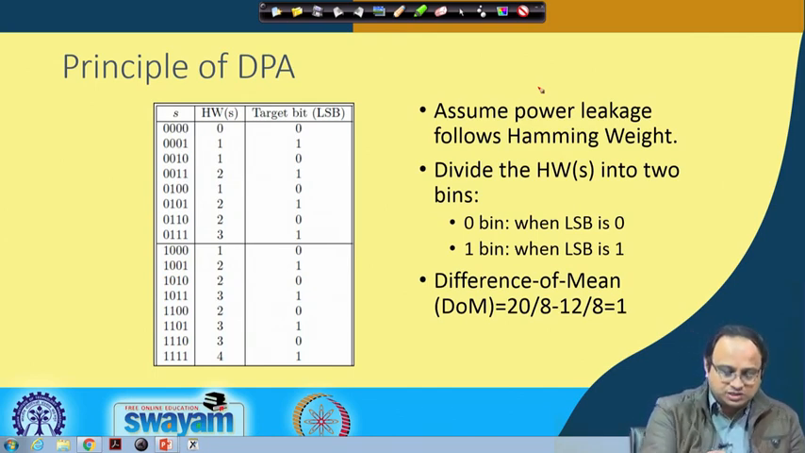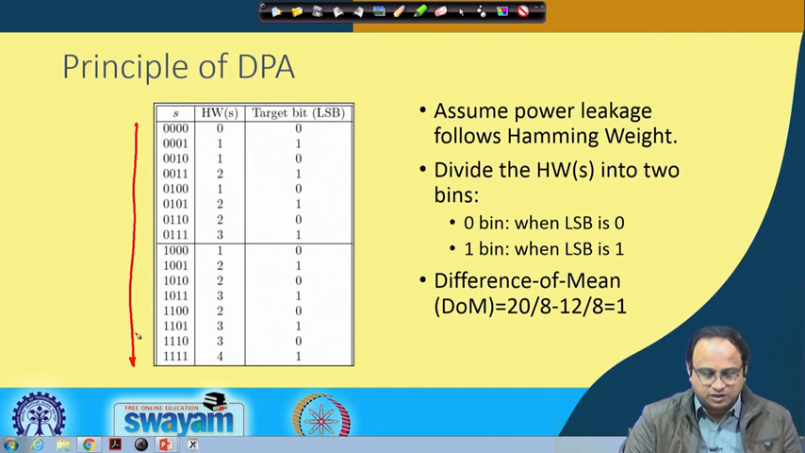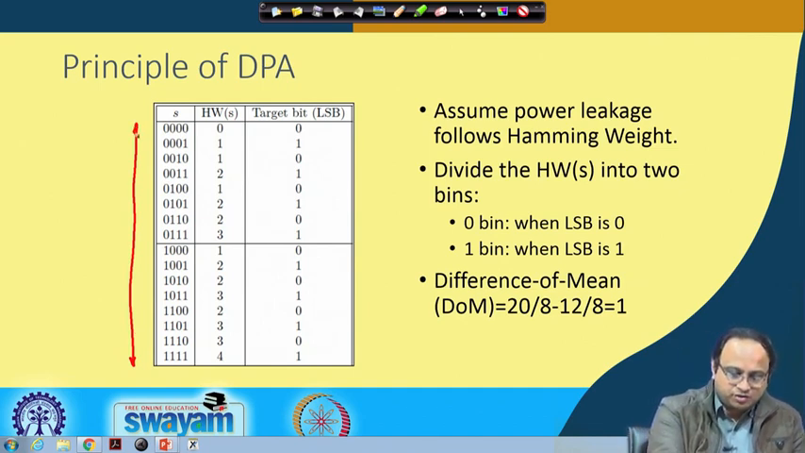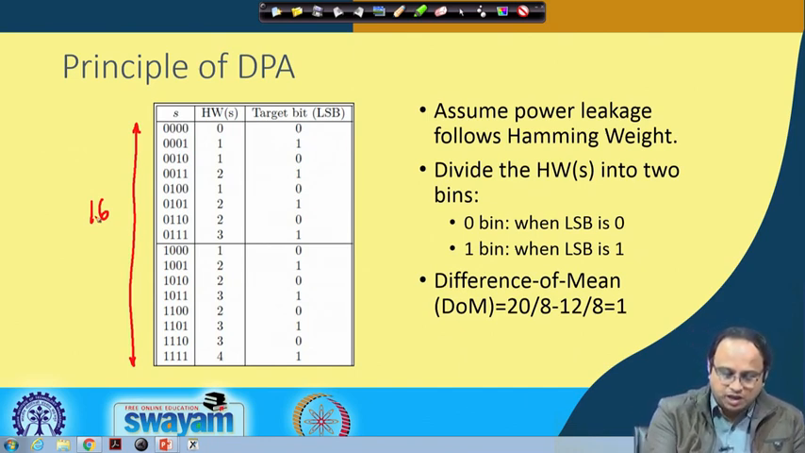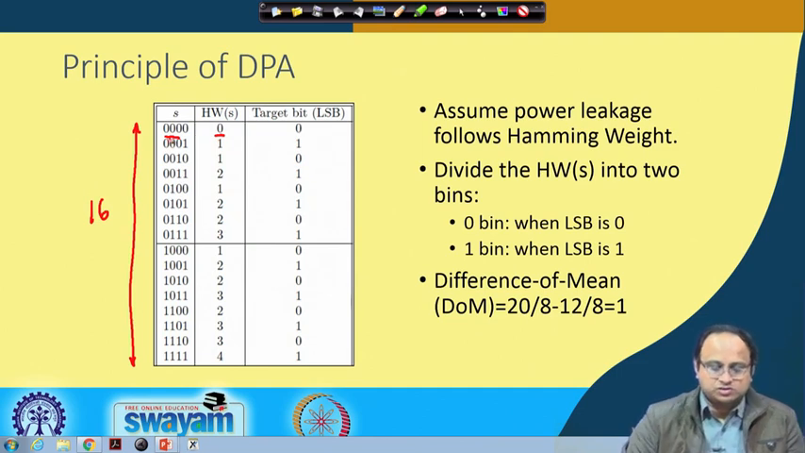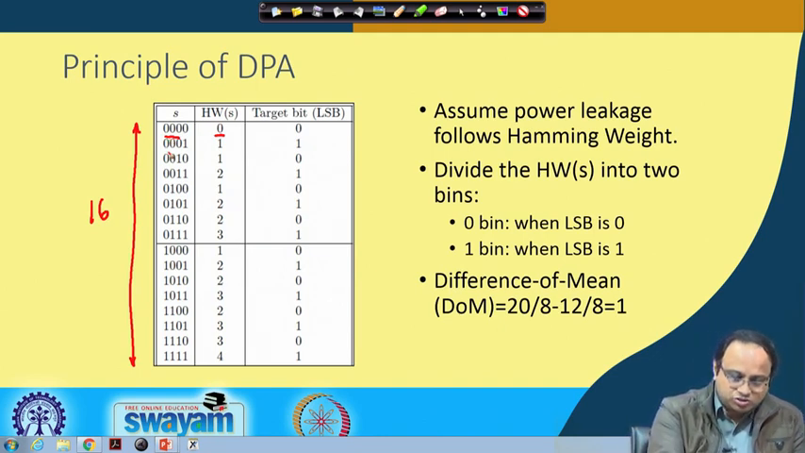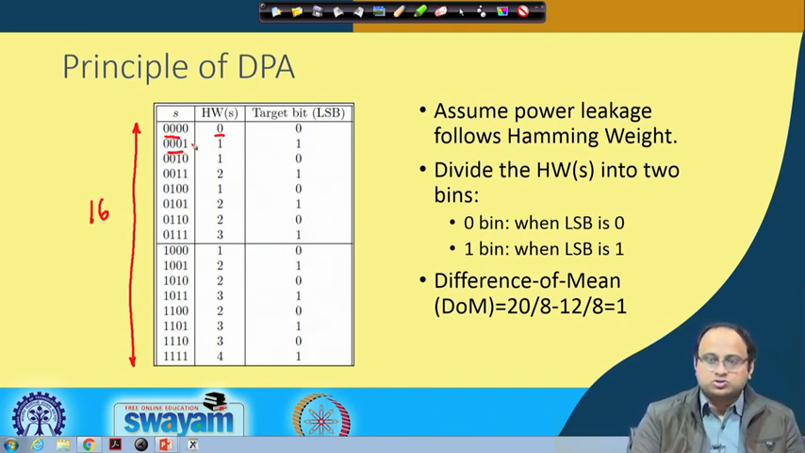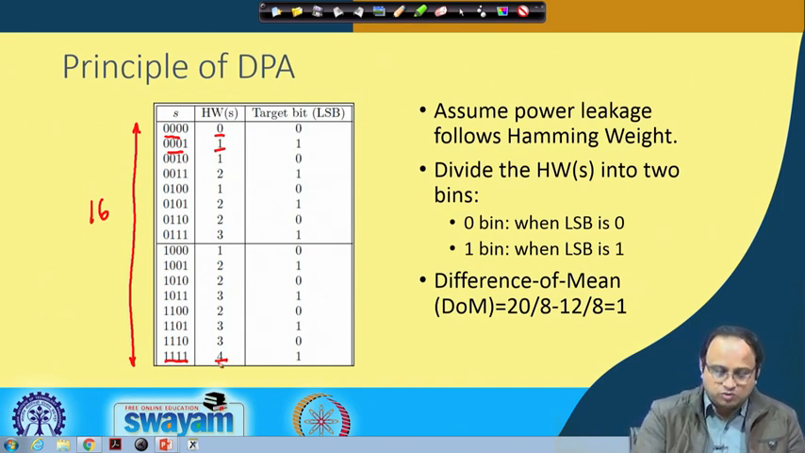As you can see, I have varied S over all values. Since S is a 4-bit value, there are 16 possible values. I have taken all the 16 possible values and observed the Hamming weight in this column. The Hamming weight means the number of ones in the state. For example, in the first state, which is 4 zeros, there are no ones, so the Hamming weight is 0. In the second state, you have 0 0 0 1, so there is one 1, and the Hamming weight is 1. Likewise, for 1 1 1 1, the Hamming weight is 4 because there are 4 ones.